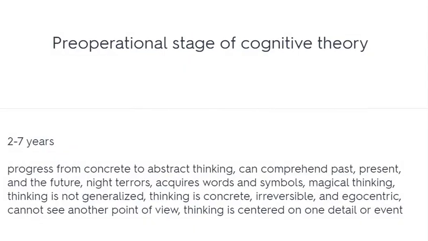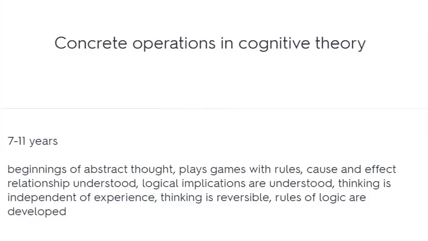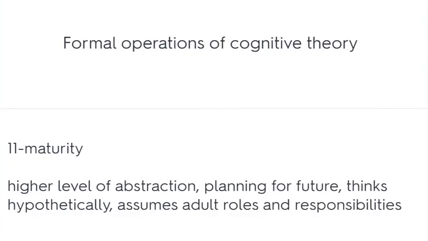Pre-operational stage of cognitive theory. Concrete operations in cognitive theory: 7 to 11 years, beginnings of abstract thought, plays games with rules, cause and effect relationship understood, logical implications are understood, thinking is independent of experience, thinking is reversible, rules of logic are developed. Formal operations of cognitive theory: 11 to maturity, higher level of abstraction, planning for future, thinks hypothetically, assumes adult roles and responsibilities.